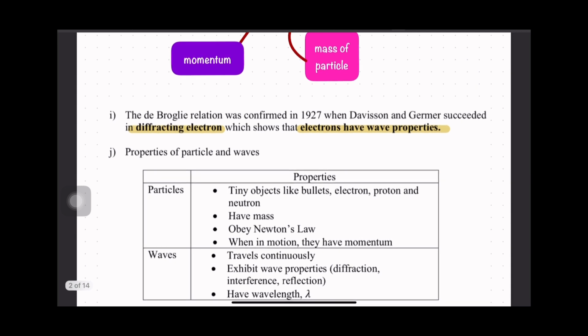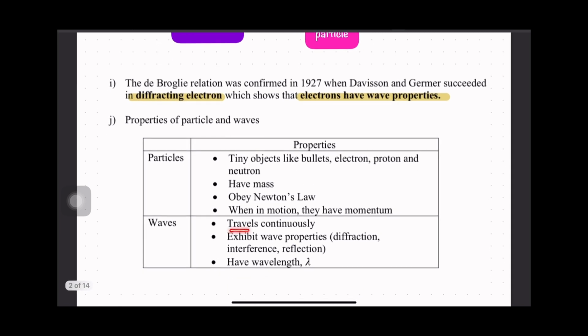Okay, so properties of particle and wave. So particle, its properties are: tiny objects like bullets, electron, proton and neutron have mass, obey Newton's law, and when in motion they have a momentum. But wave properties are: travel continuously, exhibit wave properties like diffraction, interference and reflection. Okay, and have a wavelength also.